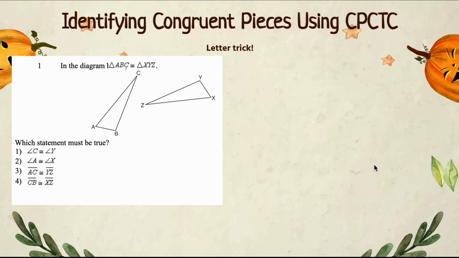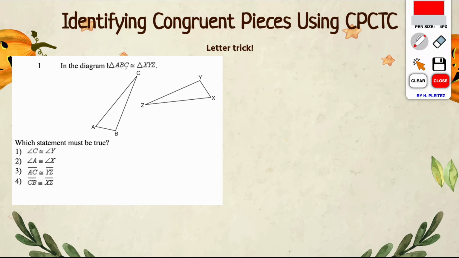All right, so these are some types of questions that you might see. We're going to practice drawing the triangles in the same orientation so that we can see the corresponding pieces, and in this case, I'm going to teach you the letter trick. It says, in the diagram below, triangle ABC is congruent to triangle XYZ, and it asks which statement must be true. All of these answer choices are trying to get us to see which angles are corresponding, because if there are corresponding angles in an answer choice, then you should know that those angles are congruent using CPCTC, right? Because we already know our triangles are congruent, all of the corresponding pieces must also be congruent.